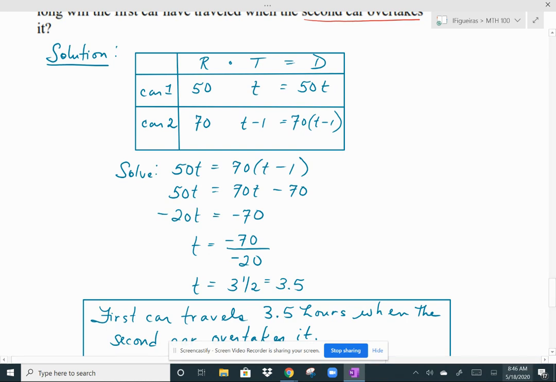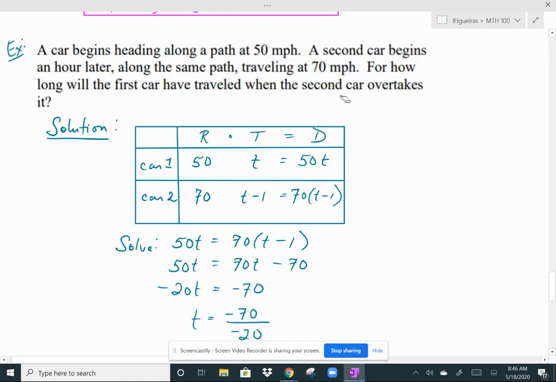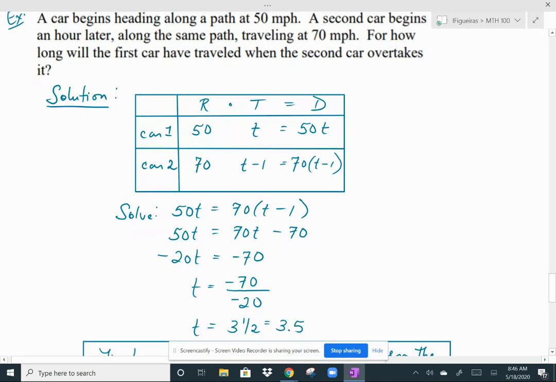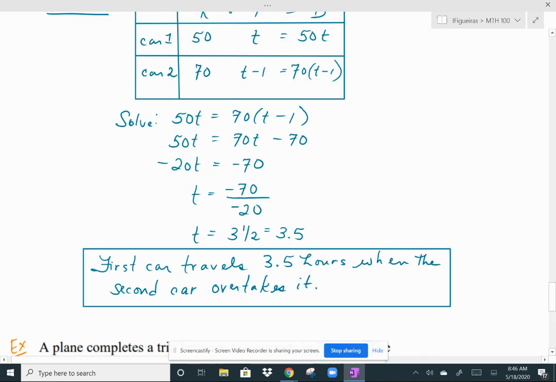And so remember, let's go back and see what the question is. How long will it take the first car to overtake the second car? So I'm basically trying to find out the time of the first car. Once you solve for t, you have answered the question. The first car travels 3.5 hours when the second car overtakes it. So make sure that you're always answering the question.